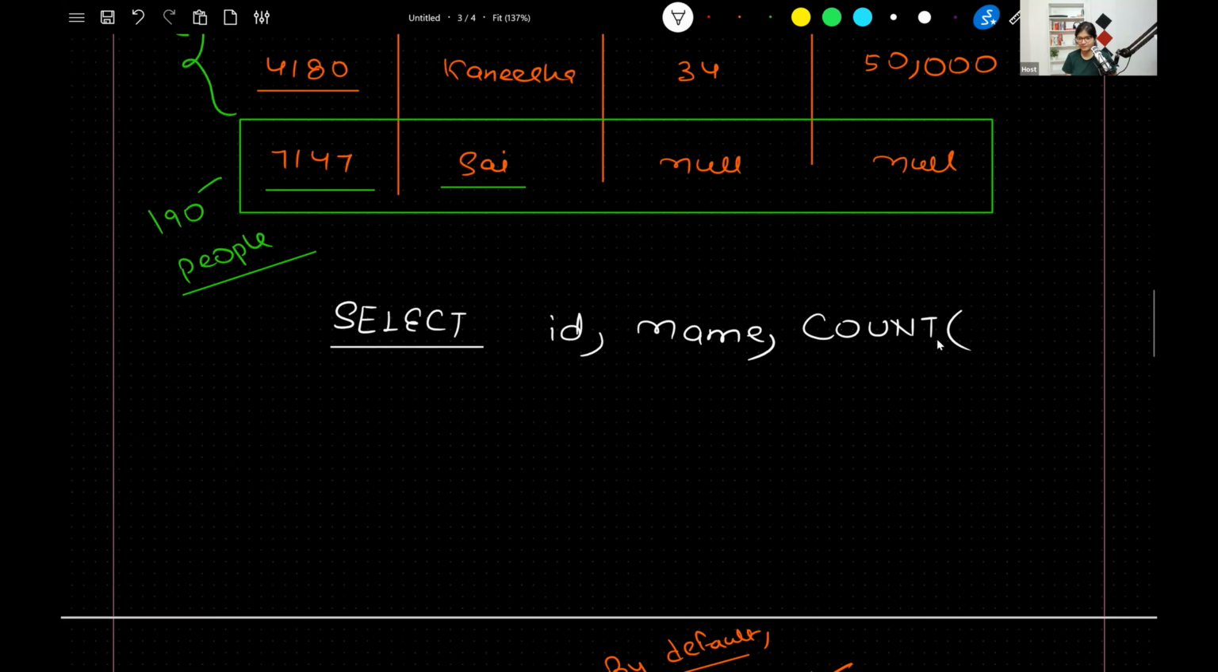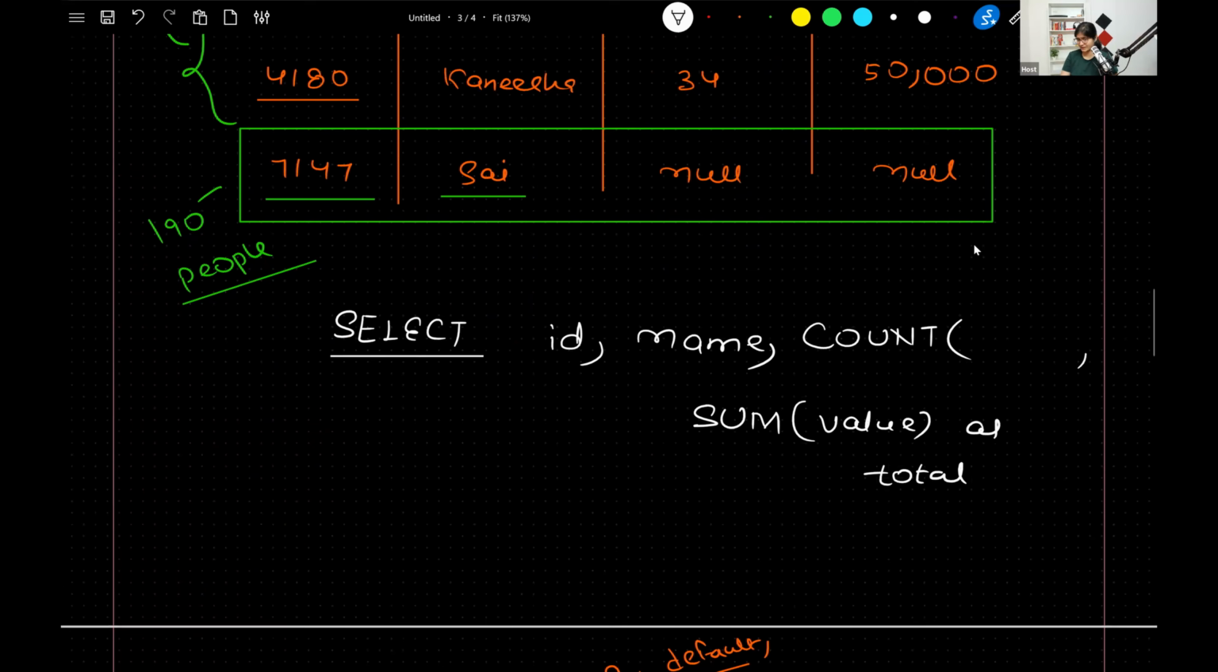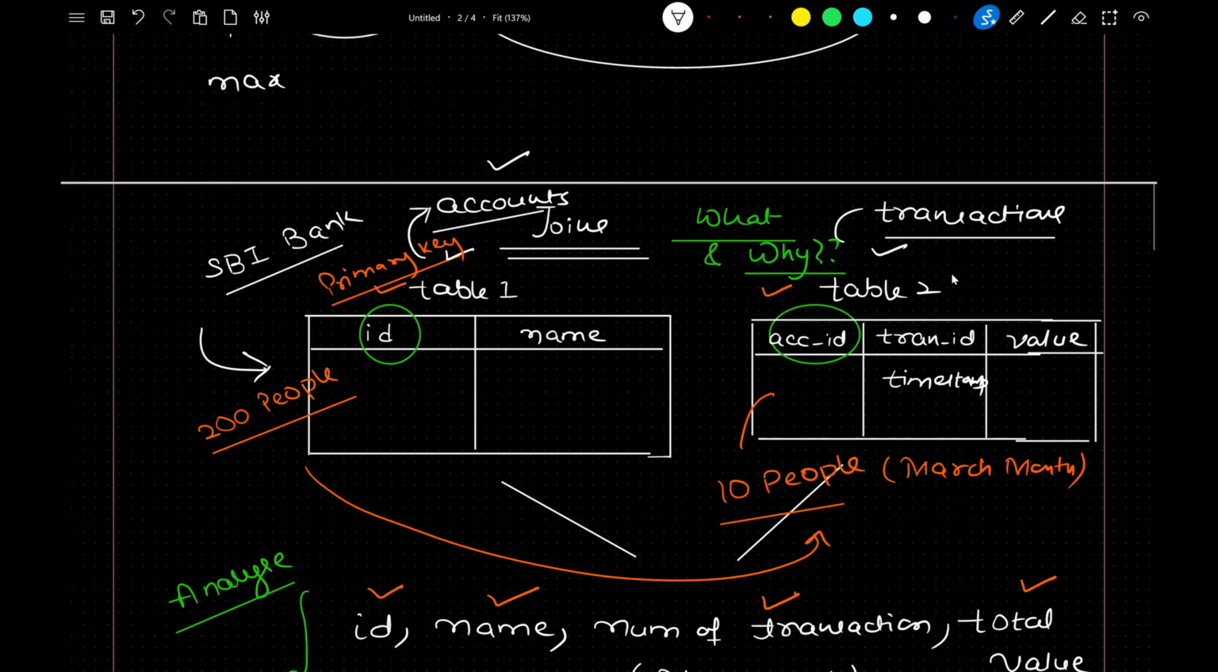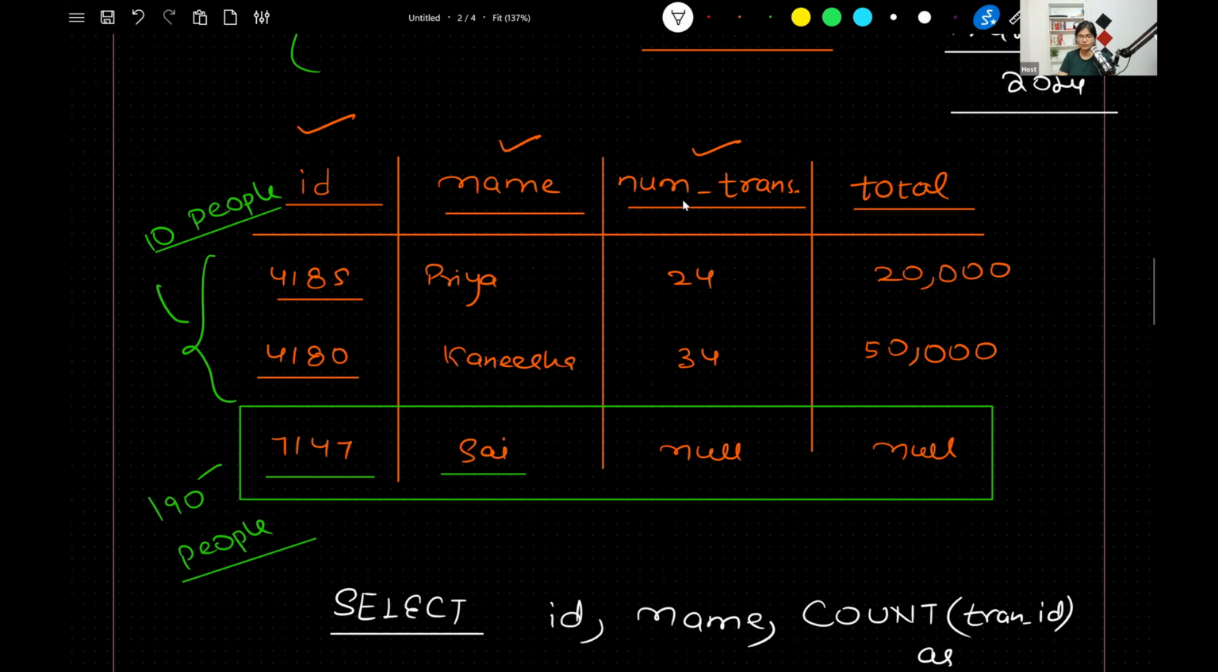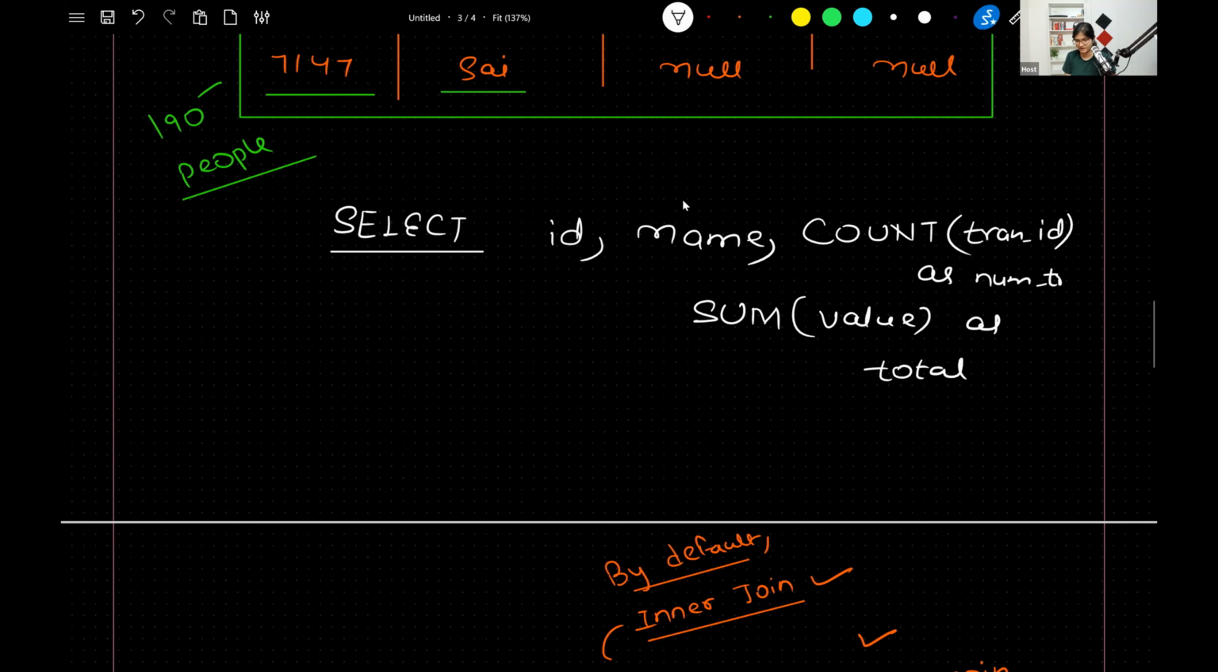I think some part is clear. We will apply a sum aggregation operation on the value part, and we will give an alias name as total. Count will be applied on which particular field? Transaction ID. Yes, it should be transaction ID. For every transaction, you will get a unique transaction ID. I hope you all know that whenever you make any payment, any GPay payment, you get a unique transaction ID for that particular payment, right? So you will say count of that transaction ID, and you will give the alias name, whatever answer they want to print, number underscore transactions.